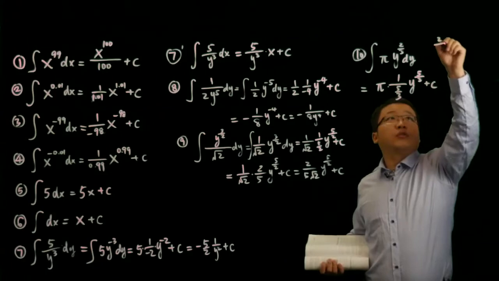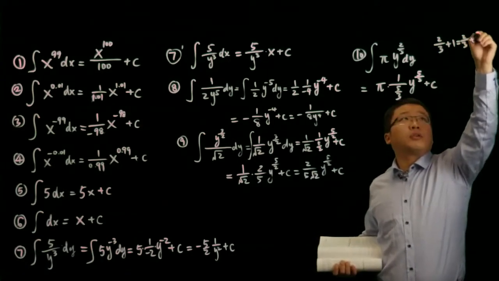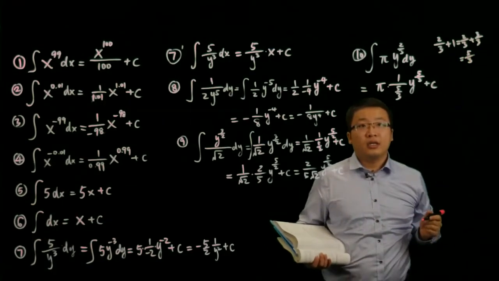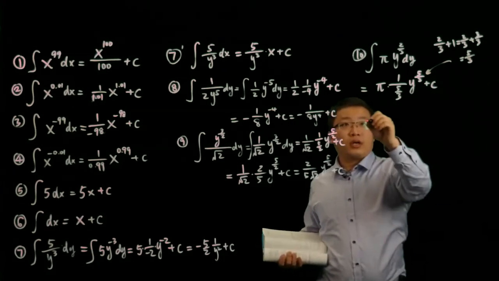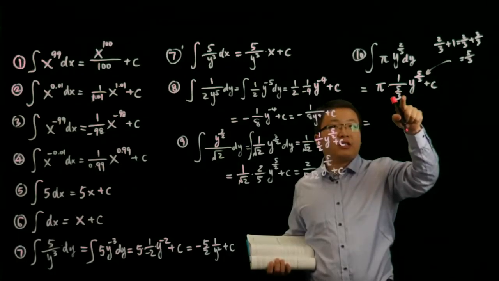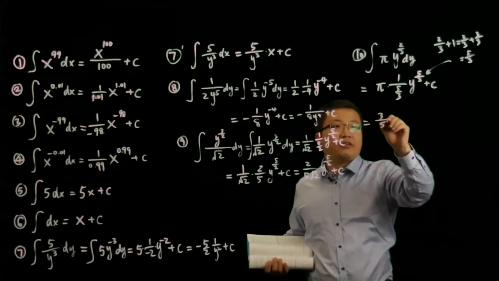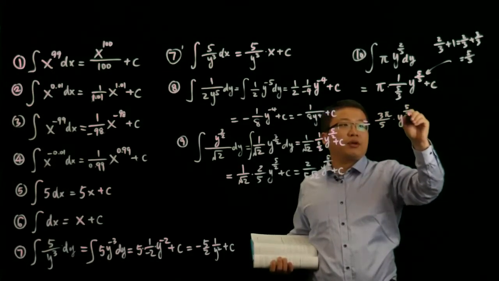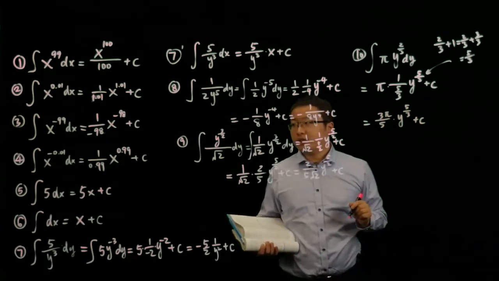Real quick, it will be 2 over 3 plus 1. You want to have a common denominator. It will be 2 over 3 plus 3 over 3, and you're getting 5 over 3 for this case. That's what you get from here. Okay. Then you can simplify this. Dividing by a fraction is the same thing as multiplying by a reciprocal. Therefore, it's 3 over 5 times pi, and y to the power 5 over 3 plus c. Okay, I'll do the next 10 questions in the next video.